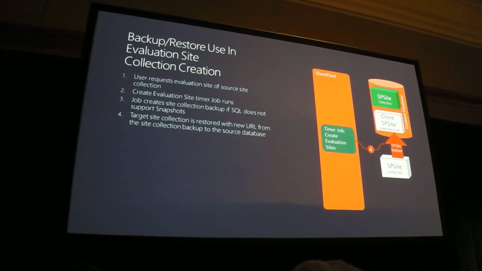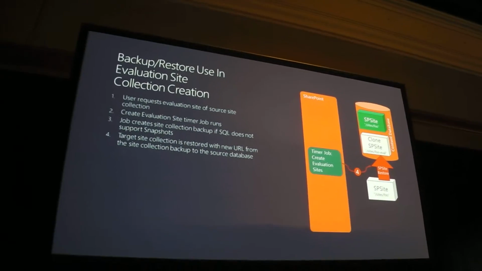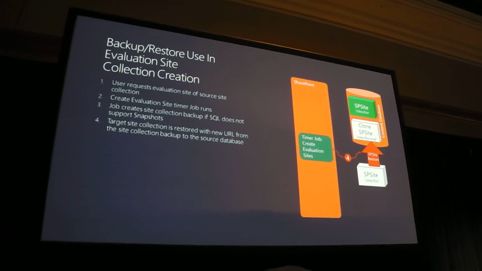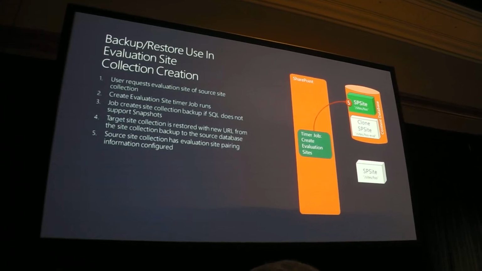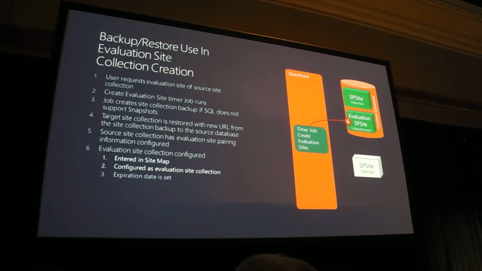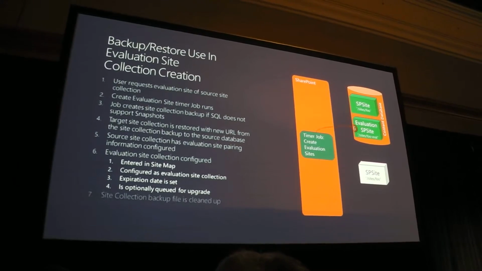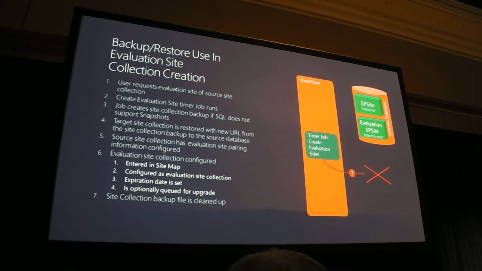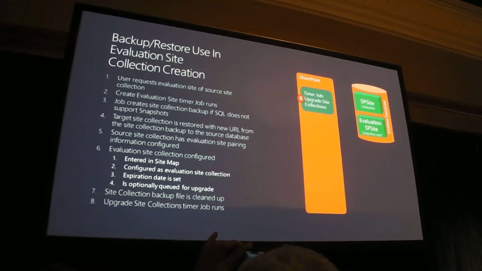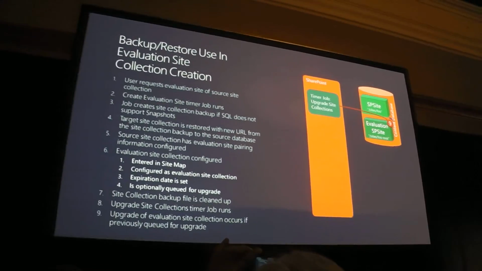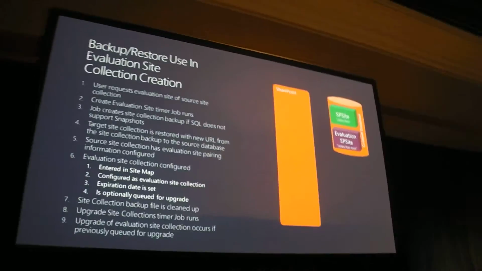Next, it takes that backup and it restores it to a new URL. So it gets a new GUID, it gets a new URL as part of the restore operation. Then it does all the same pieces that it would already have, sets it in the sitemap, makes them paired, gets it all ready, and then lastly, cleans up that backup. And once again, if it was queued for upgrade, the timer job will go through it and say, hey, I want to upgrade the site collection, and you're at the exact same state.